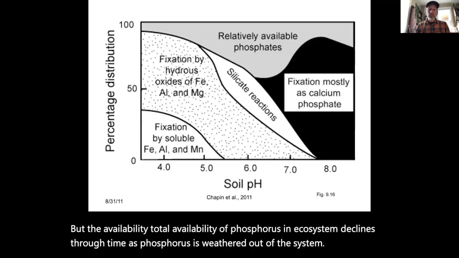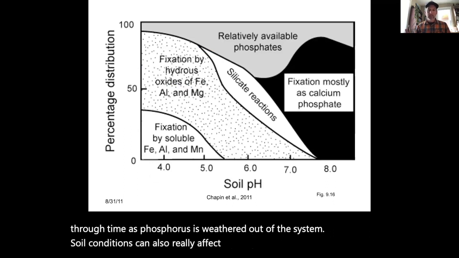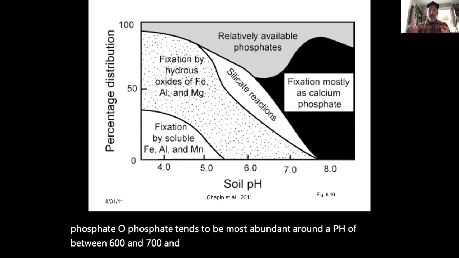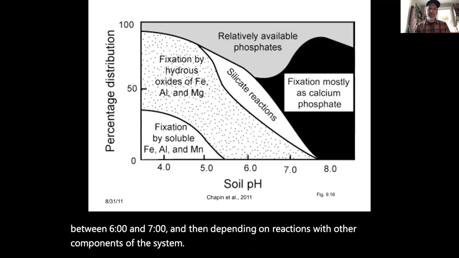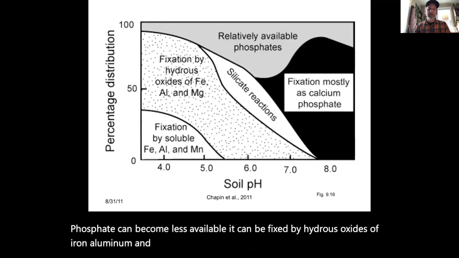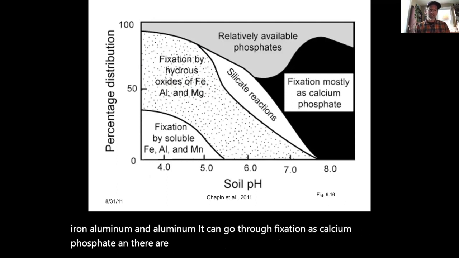Soil conditions can also really affect the availability of something like phosphate. So phosphate tends to be most abundant around a pH of between 6 and 7. And then depending on reactions with other components of the system, phosphate can become less available. It can be fixed by hydrous oxides of iron and aluminum. It can go through fixation as calcium phosphate, and there are all sorts of other reactions that can also take place. So available phosphate is really different.